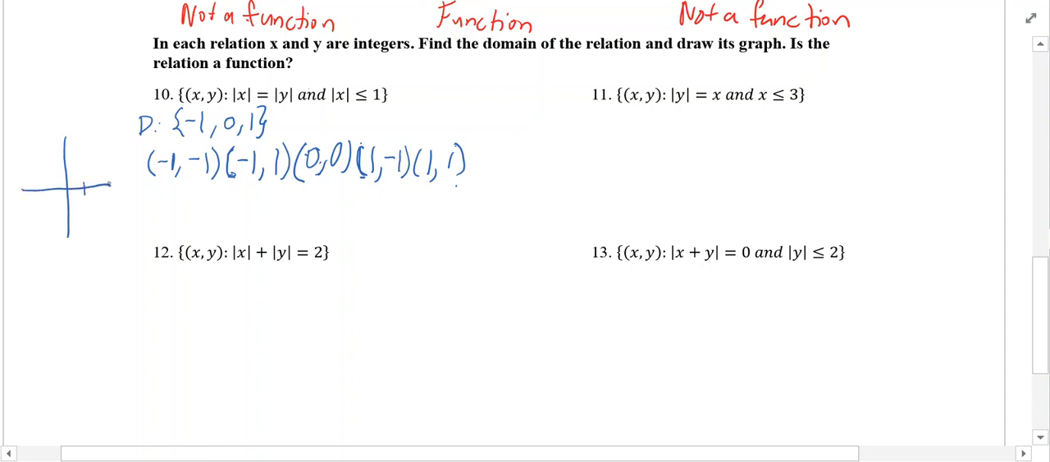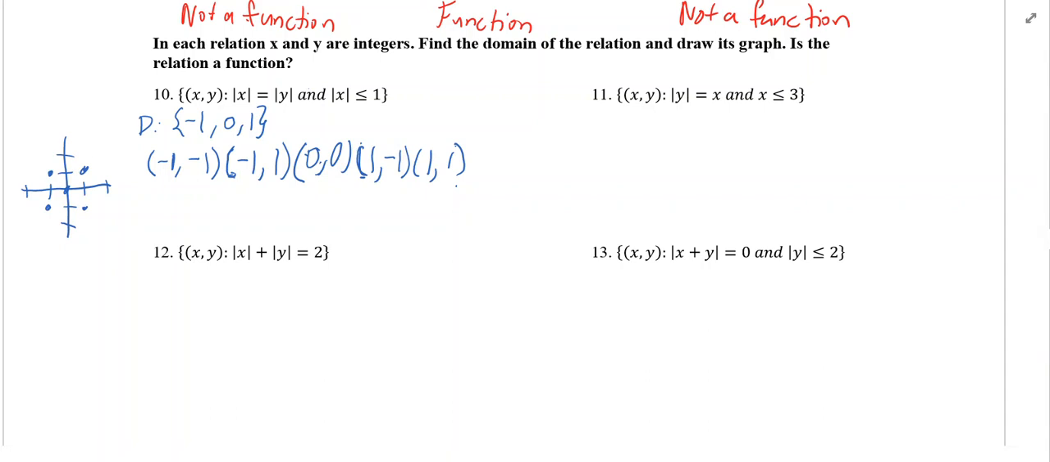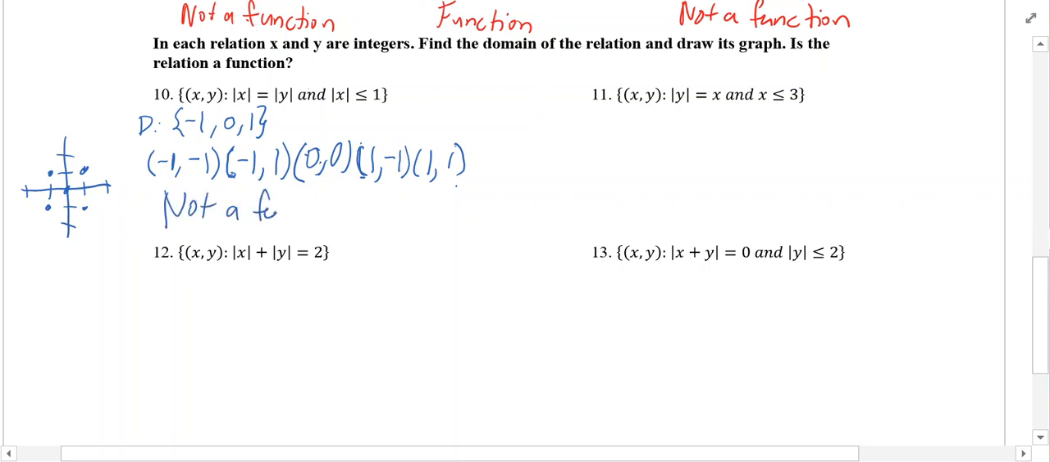So let's say we had 1, 2, 1, 2, 1, 2. So I'm just doing a little quick coordinate plane. And let's say I graphed this point: -1, -1 would be right here. If I graphed -1, +1, it would go right there. 0, 0 would be here. And I'd have 1, -1, and 1, 1. And so if I were to do the vertical line test, this relation would not pass the vertical line test. So we would write not a function.